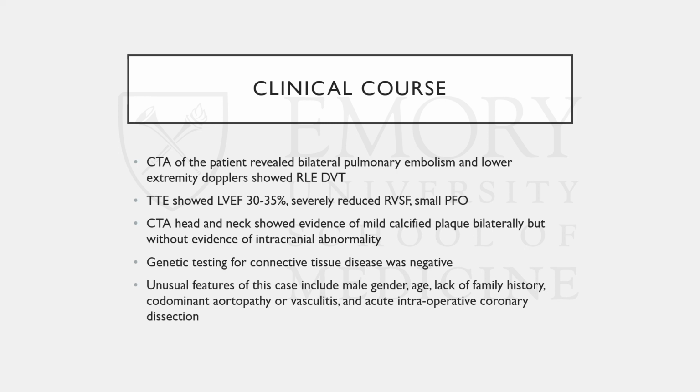And in terms of why this case was atypical, this is a male. His age was also atypical. He had no family history. He had no codominant arteriopathy or vasculitis. And he had what we suspected to be an acute iatrogenic coronary dissection.